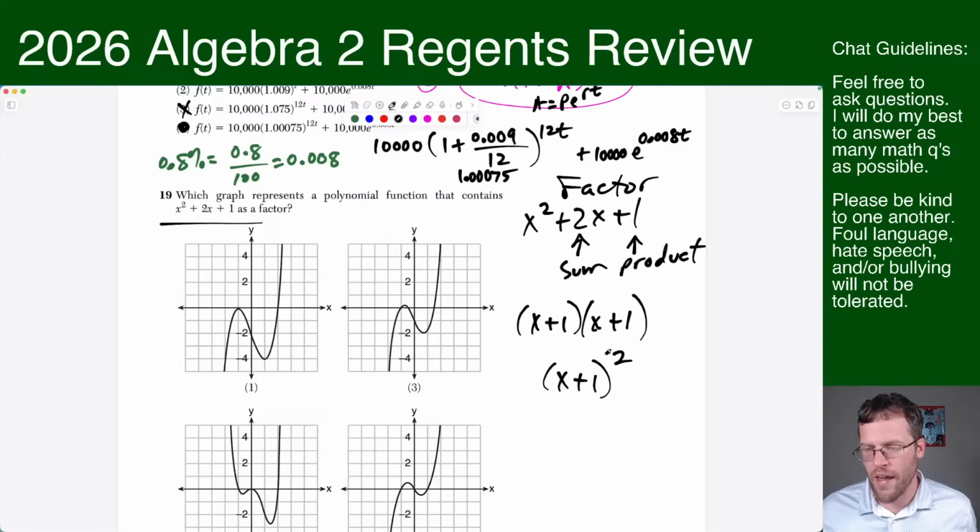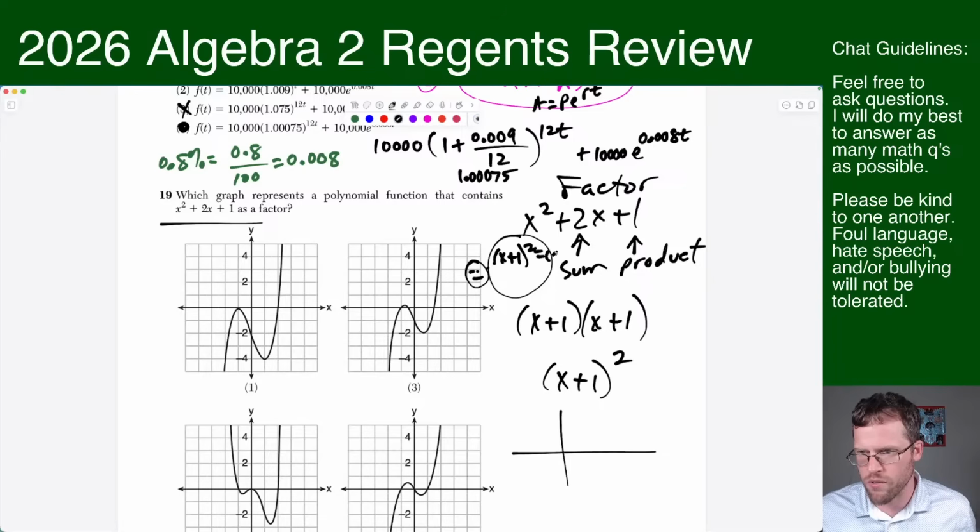So if this is a factor, that means on the graph we have a root. Factor of (x plus 1) squared is equal to 0 when x is negative 1. So the graph is going to hit 0 at x equals negative 1, but it's going to be one of those tangent situations because this is even. Okay, so we want a graph that's tangent at x equals negative 1, which right away looks like choice 1.